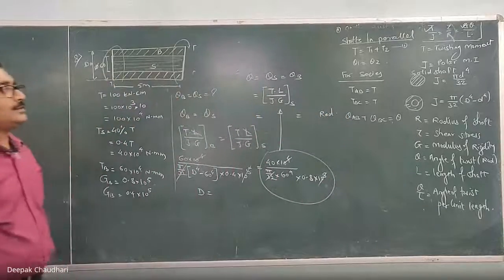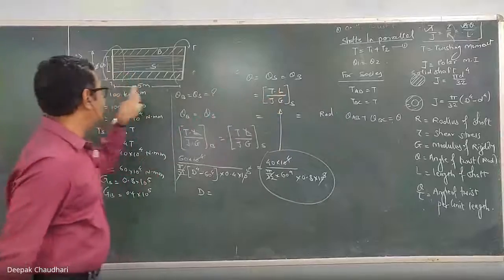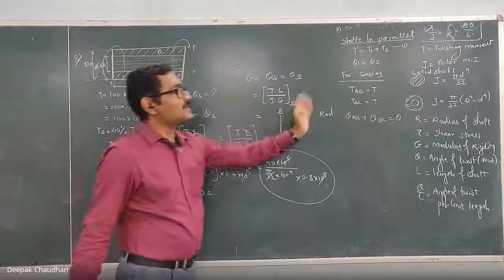This will be the angle of twist. Here, L was cancelled earlier, but here L will not cancel. This length is given as 5 meter. Substitute that 5 meter length, you will get the angle of twist in radian.